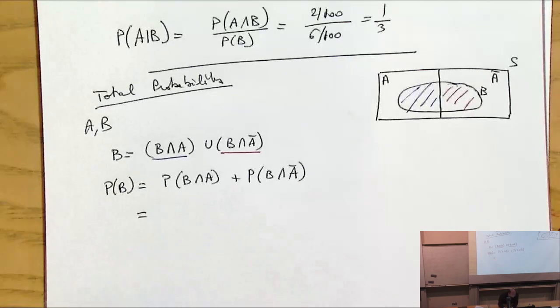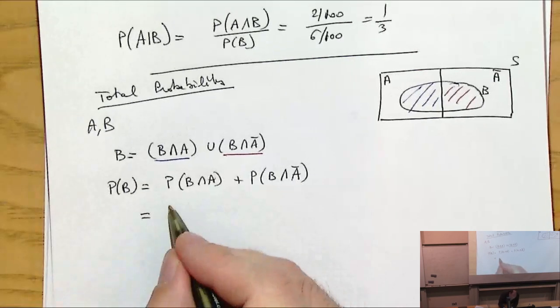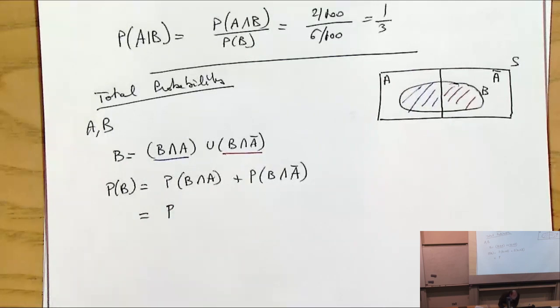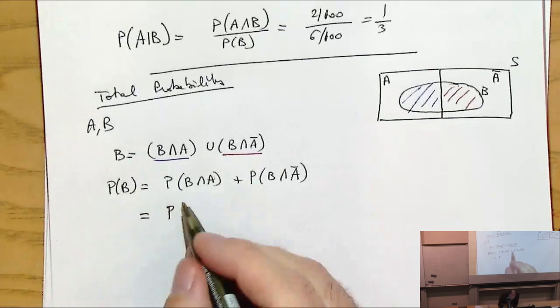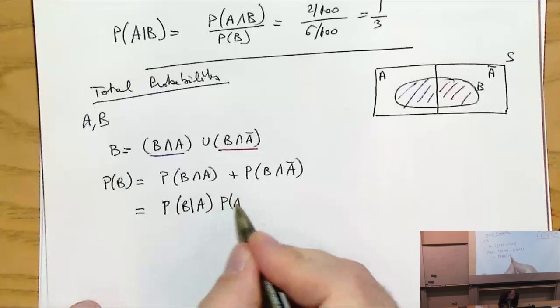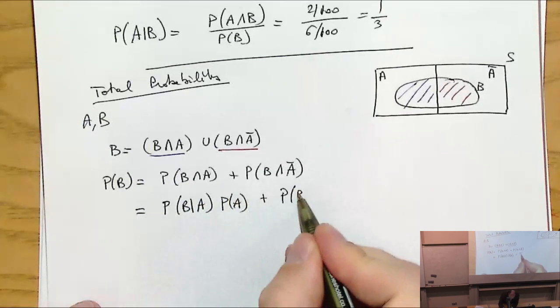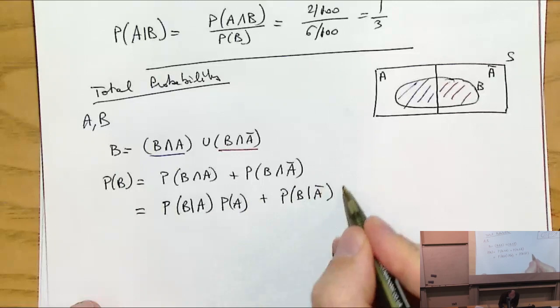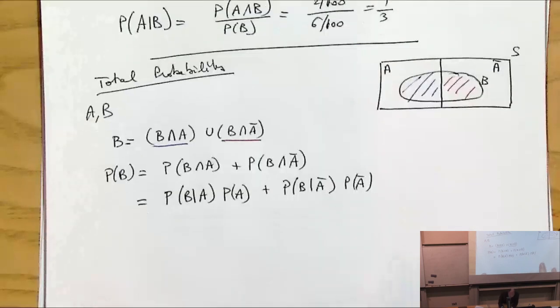And now I can use the multiplicative law, and I can say that this is P of B given A multiplied by P of A plus P of B given not A multiplied by P of not A.